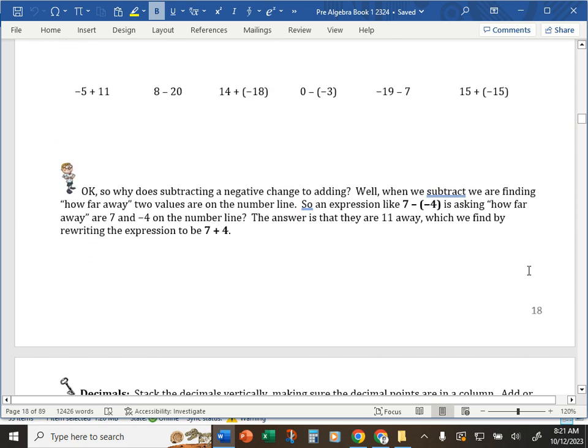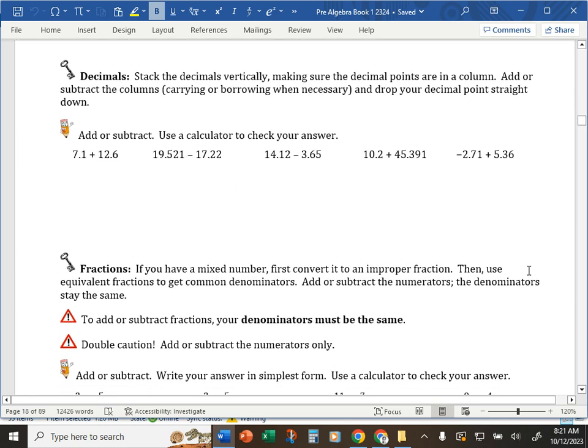Okay. The next section deals with decimals, and these, it's pretty much just kind of straightforward. How do you add and subtract decimals? You line up the decimals. You line them up, right? The place value matters here.